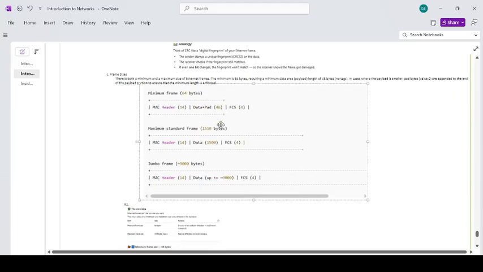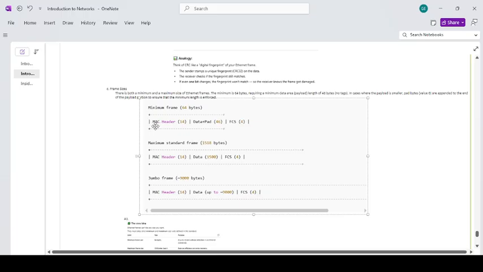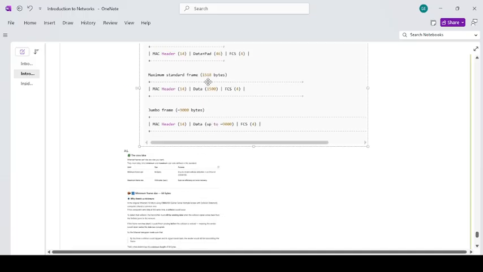So minimum frame: 64 bytes. MAC header, which is 14, the source and the destination, data and pad 46, FCS 4. Maximum standard frame: 1518 bytes, this is the maximum. MAC header 14, data 1500, FCS 4. Jumbo frame: 9000 bytes, MAC header 14, data up to 9000. Then we still have FCS 4.